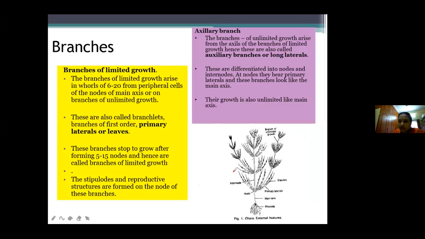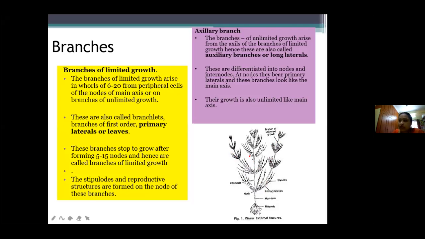Did you see the diagram? It's clear? Okay. See here, this is the external features of Chara. This is the plant body, or thallus. It is multicellular and filamentous, and branches are present. This is one branch, and this is another branch.